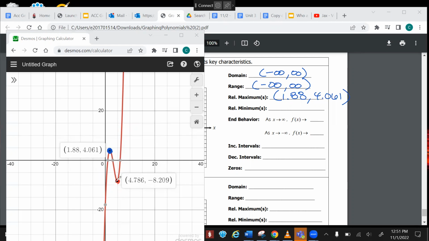For your minimum, it's going to be your lowest y value. Now this is a relative minimum because it's not the lowest y value. So that's going to be 4.786, comma negative 8.209.